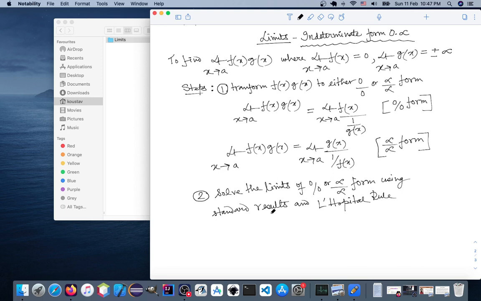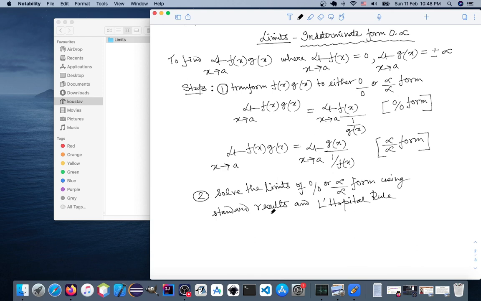We can write f(x) g(x) as f(x) by 1 by g(x). So 1 by g(x) will tend to 0, so it will have the 0 by 0 form. Alternatively, we can write f(x) g(x) as g(x) by 1 by f(x), and here 1 by f(x) will tend to infinity, so it will have an infinity by infinity form.